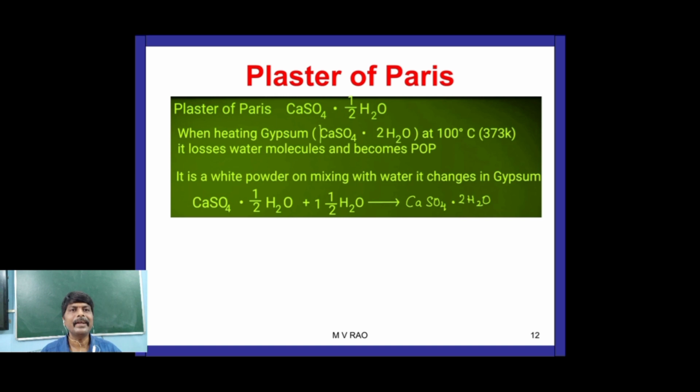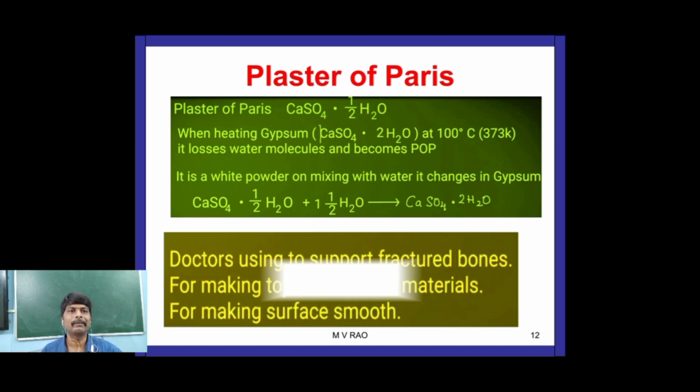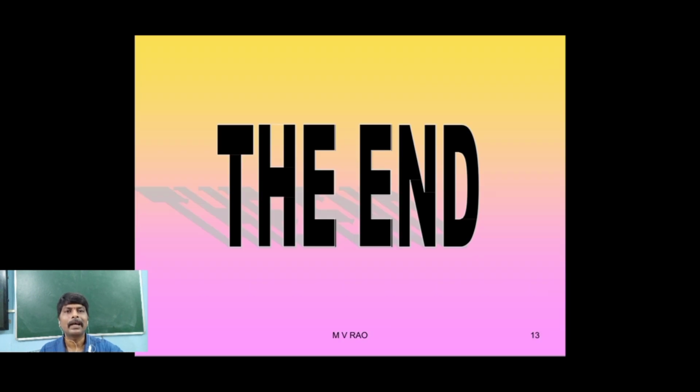It is a white powder, and on mixing it with water, it changes into gypsum. For plaster of Paris, again you add water, you will get gypsum back. Doctors use plaster of Paris to support fractured bones. It is also used for making toys and decoration materials, and for making surfaces smooth in AC ceilings and other things. So these are the uses of plaster of Paris.